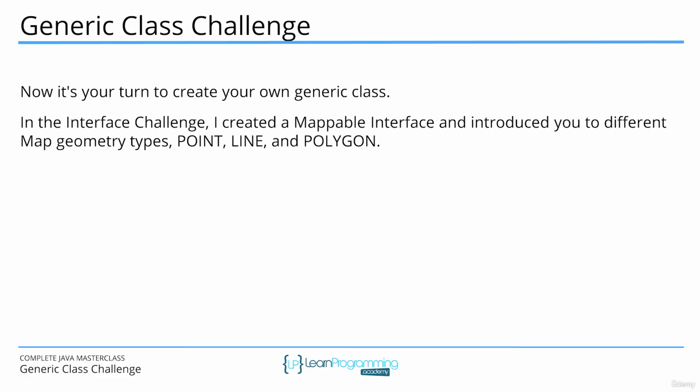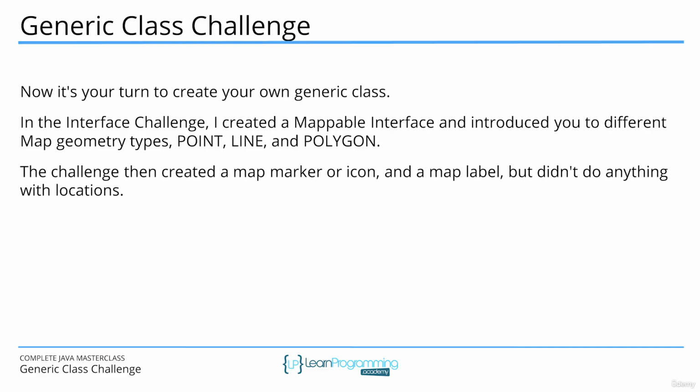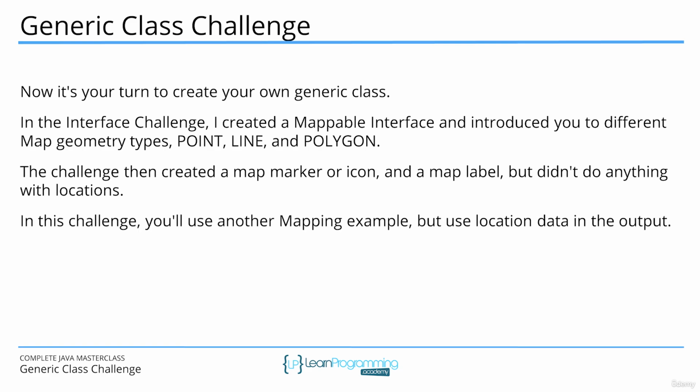In the interface challenge, I created a mappable interface and introduced you to different map geometry types: point, line, and polygon. The challenge then created a map marker or icon and a map label, but didn't do anything with locations. In this challenge, you'll use another mapping example, but use location data in the output.